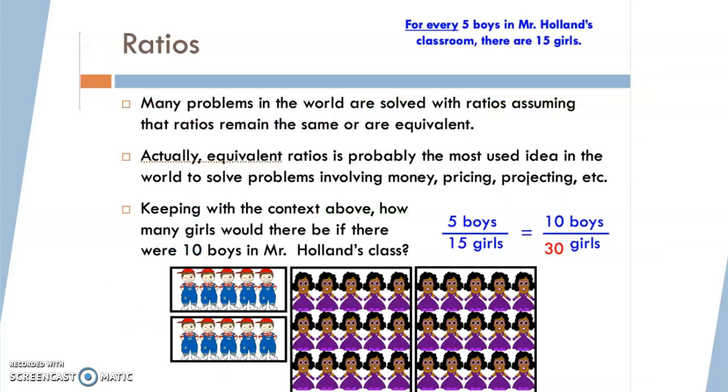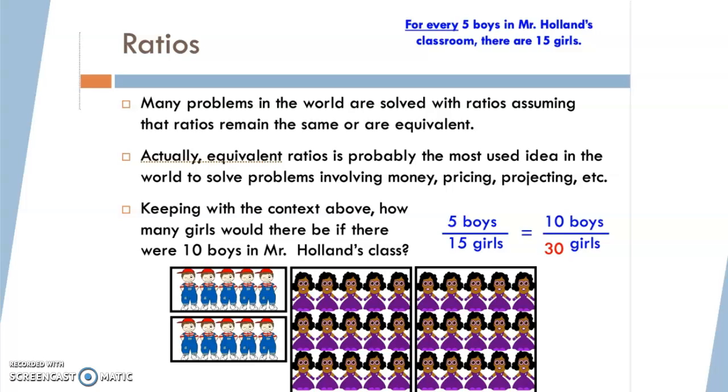Okay, let's move forward. For every 5 boys in Mr. Holland's classroom, there are 15 girls. Many problems in the world are solved with ratios, assuming that ratios remain the same or are equivalent. Actually, equivalent ratios are probably the most used idea: money, pricing, projecting, when we're solving problems.